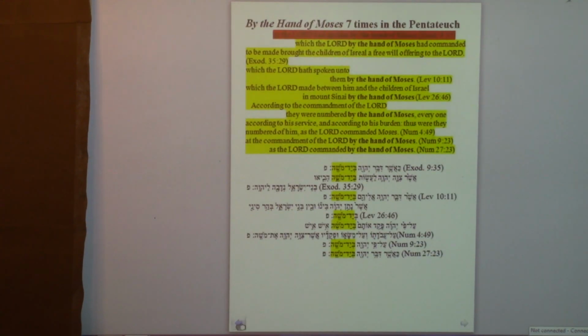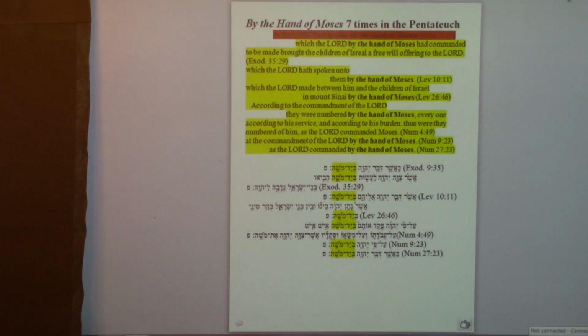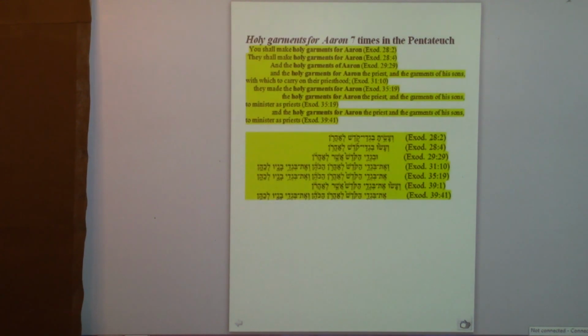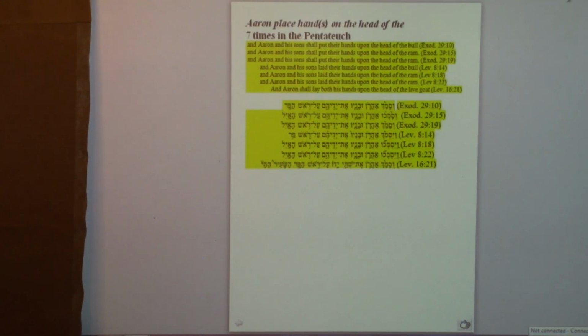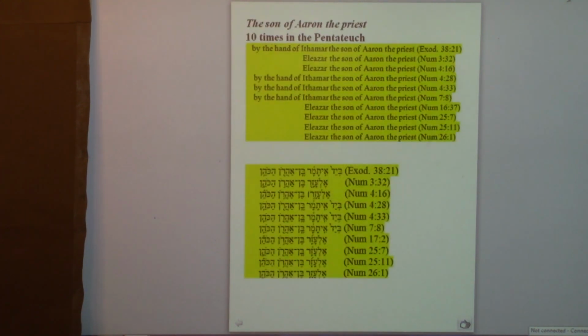I'm going to back up. And he shall lay his hand on the head 7 times. By the hand of Moses 7 times. Holy garments for Aaron 7 times. Aaron places his hands on the head of 7 times. Holy garments for Aaron 7 times. The sons of Aaron, the priest, 10 times in the Pentateuch.